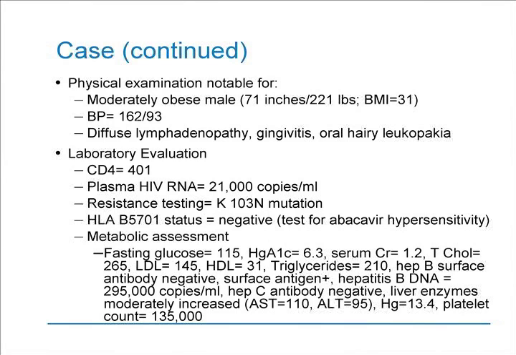His physical exam noted obesity, elevated blood pressure, diffuse lymphadenopathy, fairly severe gingivitis, and bilateral oral hairy leukoplakia of the tongue. Laboratory evaluation noted a CD4 count of 401. His plasma HIV RNA level was 21,000. Resistance testing noted a K103N mutation, and metabolic assessment was noteworthy for elevated lipids, positive hepatitis B surface antigen test, hepatitis B DNA positivity, hepatitis C antibody negative, and moderate elevations of his liver enzymes.